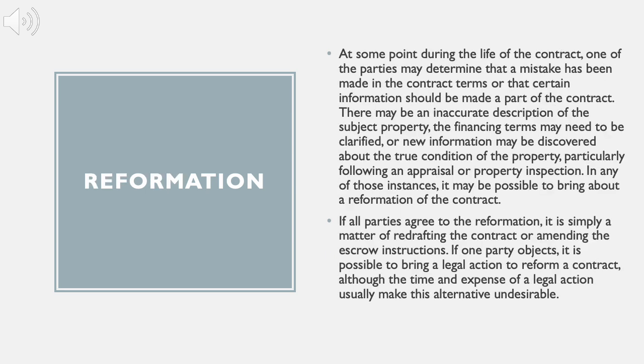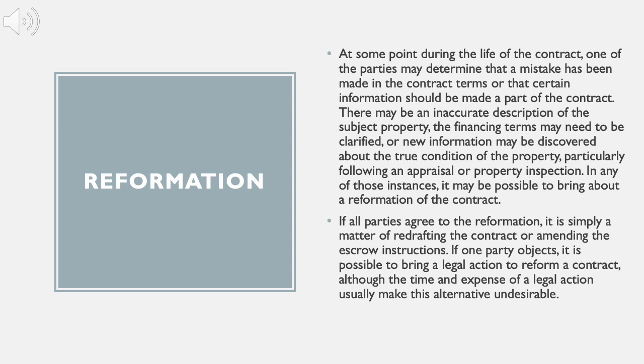Reformation. At some point during the life of the contract, one of the parties may determine that a mistake has been made in the contract terms, or that certain information should be made a part of the contract. There may be an inaccurate description of the subject property, the financing terms may need to be clarified, or new information may be discovered about the true condition of the property, particularly following an appraisal or property inspection. In any of those instances, it may be possible to bring about a reformation of the contract.